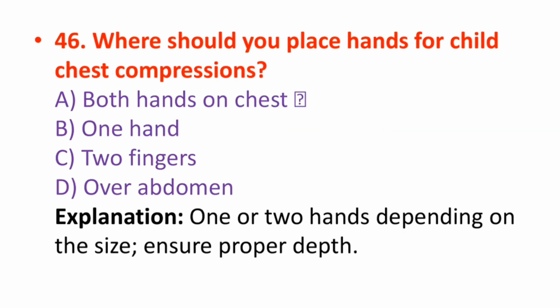Where should you place hands for child chest compression? Option A, both hands on chest. Option B, one hand. Option C, two hands. Option D, over abdomen. The correct answer is option A, both hands on chest. One or two hands depending on the size, ensure proper depth.